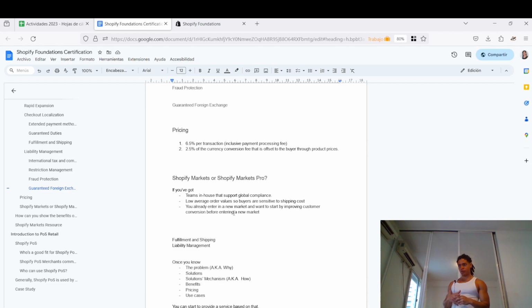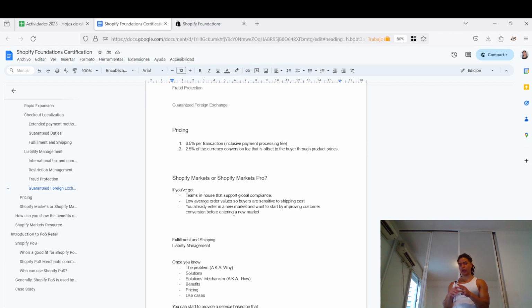So Shopify Markets or Shopify Markets Pro. If you've got a team that supports global compliance, you don't need Shopify Markets Pro. If you have a team in house for that, you don't need Shopify Markets Pro. And if you have low average orders, you don't need Shopify Markets Pro.